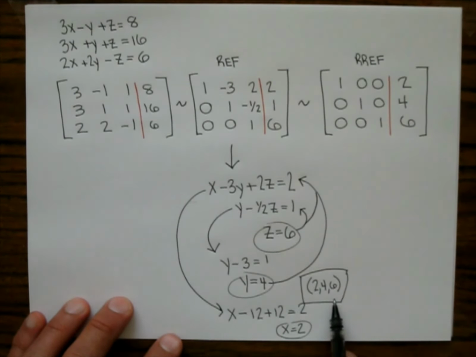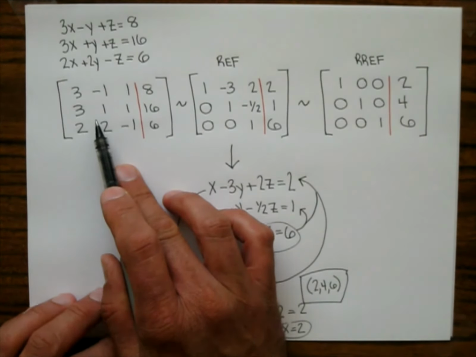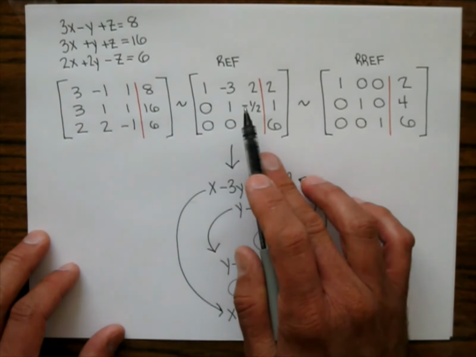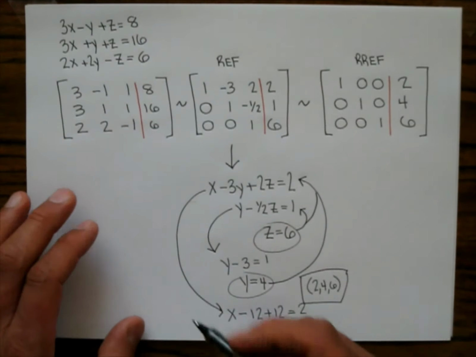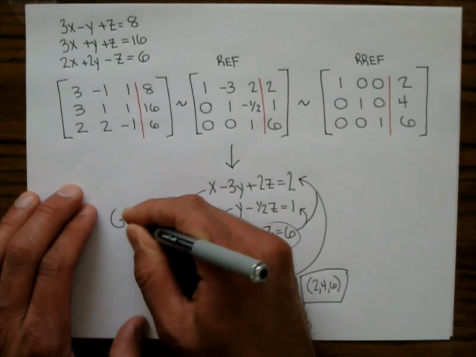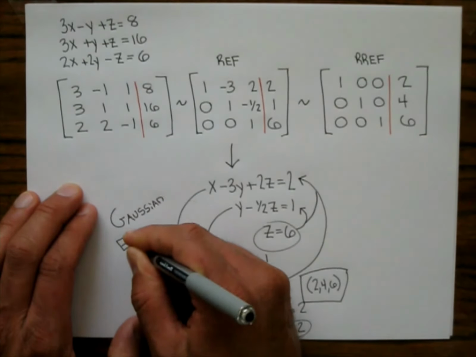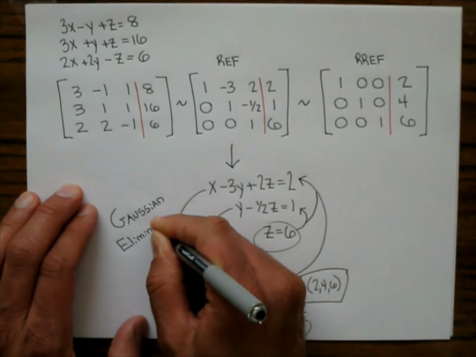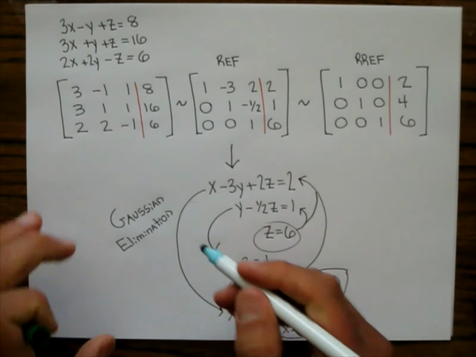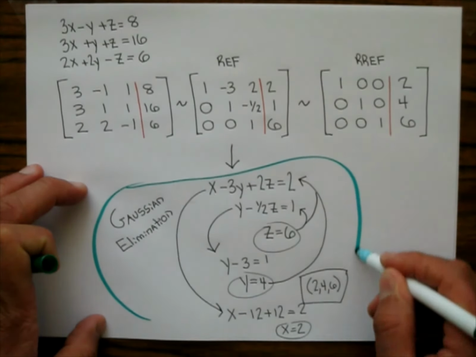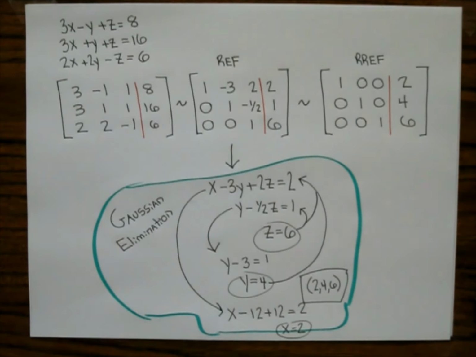And when I take a linear system, write out the augmented matrix, put it into row echelon form, and then do back substitution, this method right here is called Gaussian elimination. I'll go ahead and circle it in green. So this is Gaussian elimination. Okay, that's a little sloppy there.